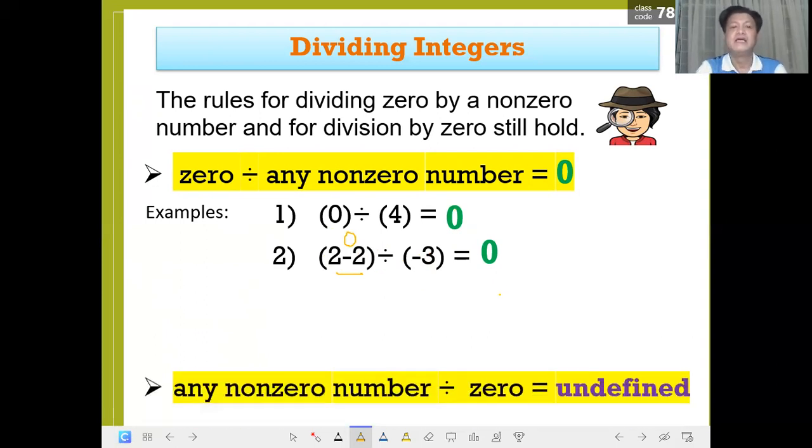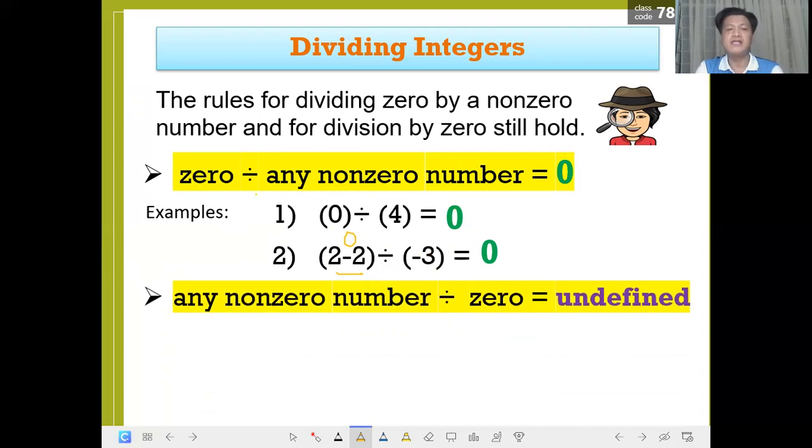Okay. Next, dito naman meron tayong tinatawag na any non-zero number divided by 0. Ang sagot po natin dyan ay undefined. Ano yung undefined? Pag sinabi natin undefined, this is there is no possible value or walang solution or there is no possible answer.